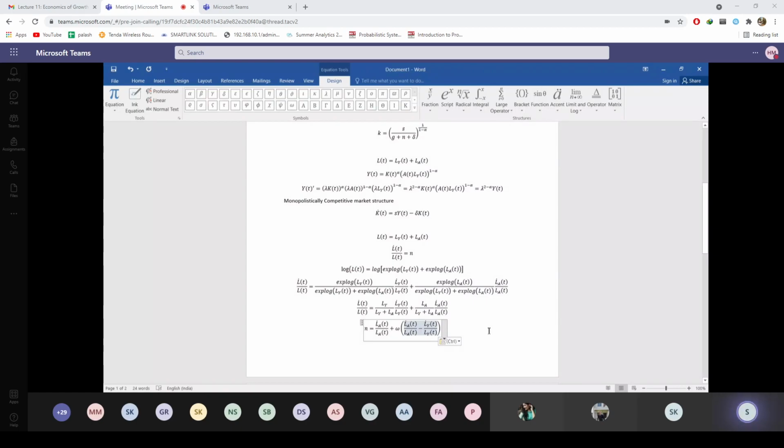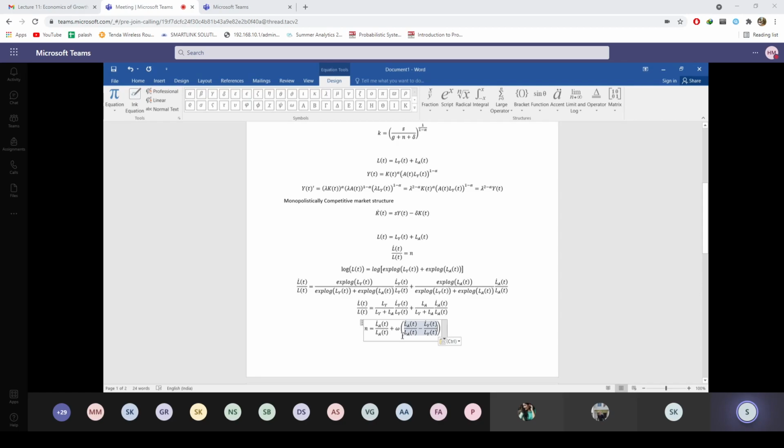In the long run, along the balanced growth path, the rate of growth of the labor force devoted to produce technology, La dot by La, and the rate of growth of the labor force devoted to produce output, Ly dot by Ly, are identical. So this cancels out. That automatically proves La dot by La is basically n, which is basically my Ly dot by Ly.